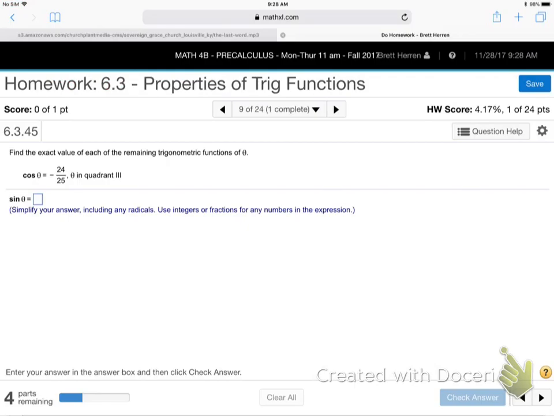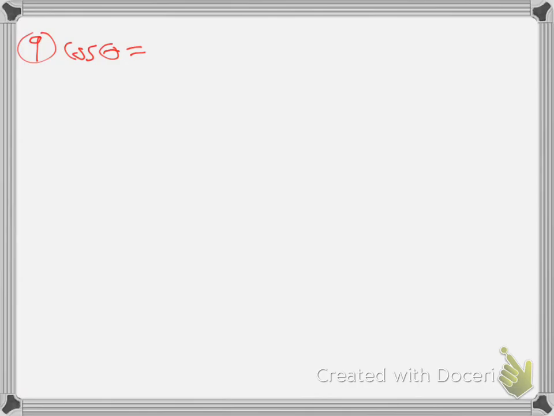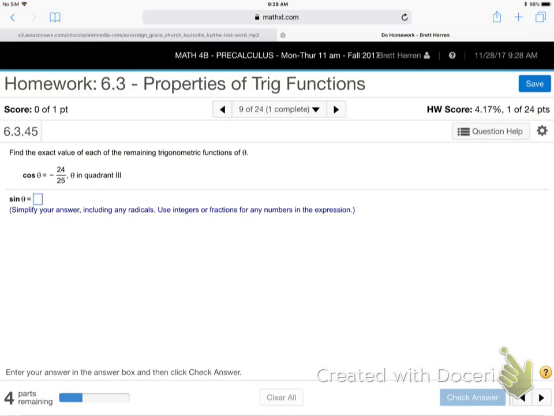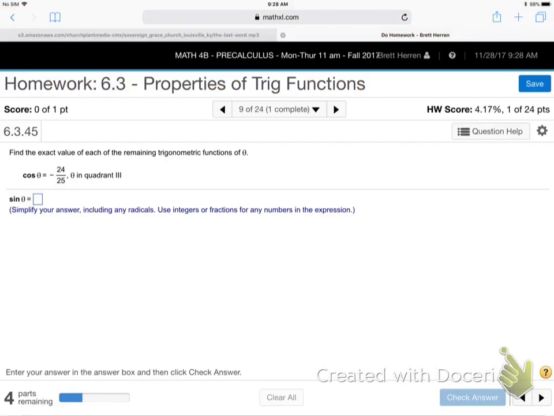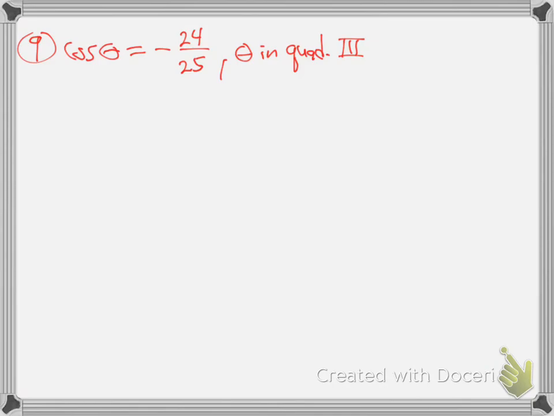Number 9. They're telling me cosine of theta is negative 24/25, and they're telling me quadrant 3. Theta is in quadrant 3, and they want me to find the other trig functions. Okay, so there's number 9. This is going to be a fair bit of work. You've probably done these before, but it's probably been a while, and these are more complex.